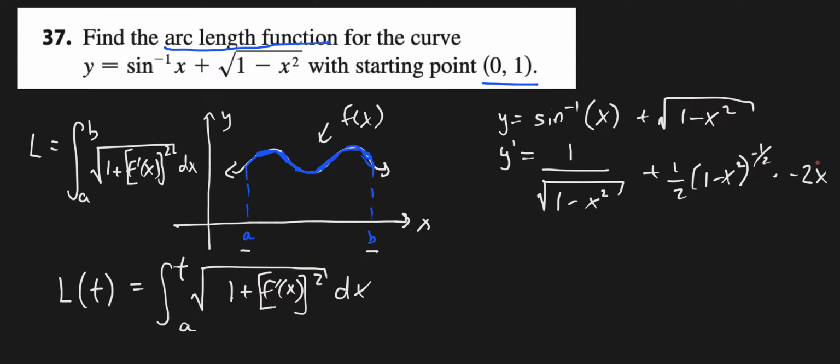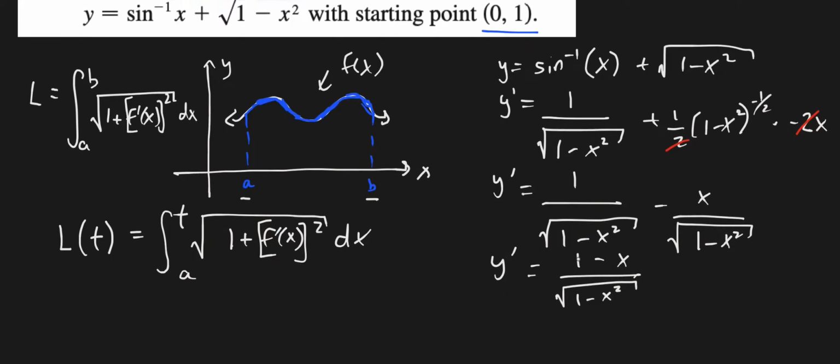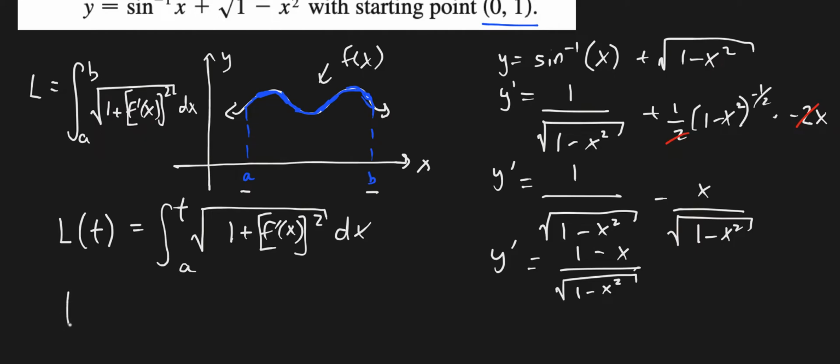Right? This will cancel with this, and we will end up with y prime is equal to 1 over square root 1 minus x squared, minus, because we have a negative, x over square root of 1 minus x squared. Here we can actually combine these. So y prime is just equal to 1 minus x over root 1 minus x squared. And that's our derivative.